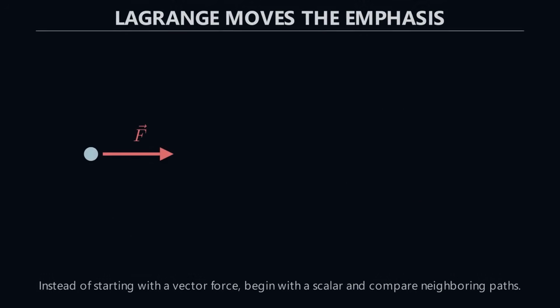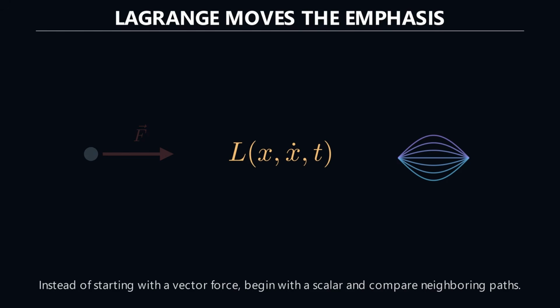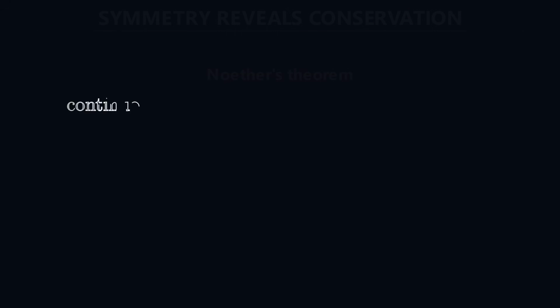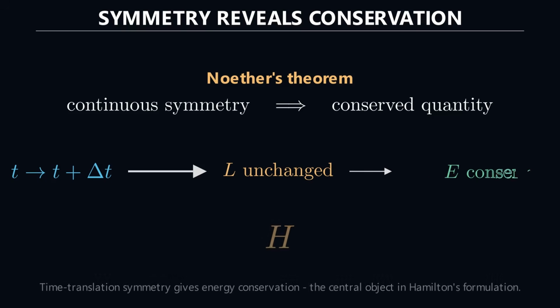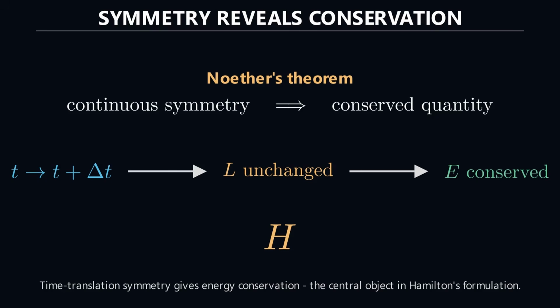Instead of writing down the force first, we wrote down T minus V, the kinetic minus the potential, and applied the Euler-Lagrange equation. The approach becomes especially useful when symmetry enters the problem. Noether's theorem tells us that if the Lagrangian stays unchanged under a continuous transformation, there is a conserved quantity.